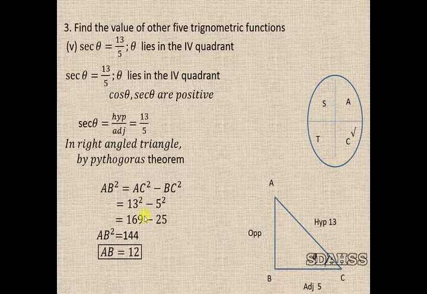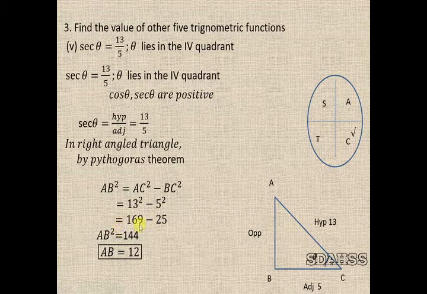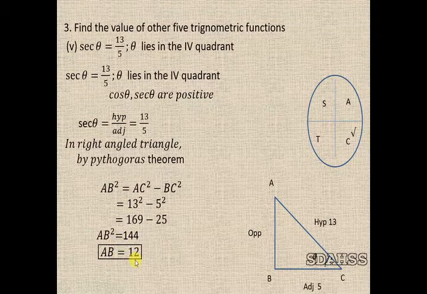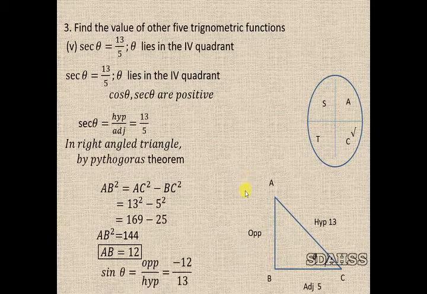Substitute the values: 13 square minus 5 square, which is 169 minus 25, that is 144. AB square is equal to 144. Then take the square root. The square root of 144 is 12. AB is equal to 12. The opposite side is 12.